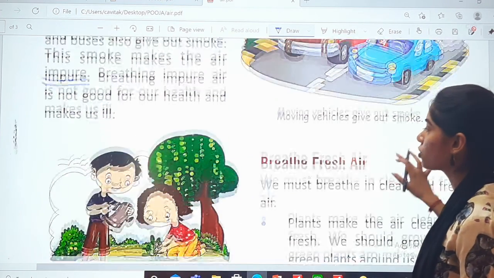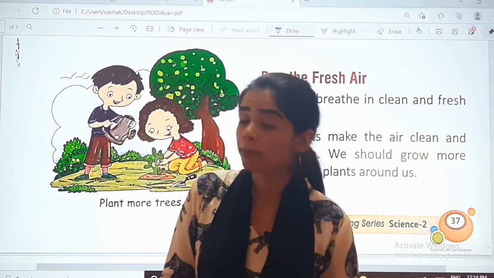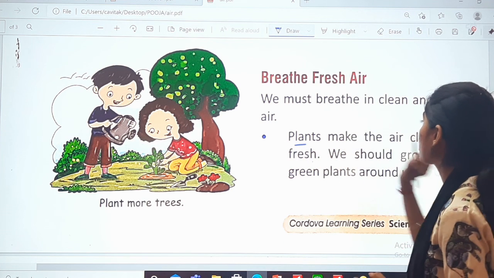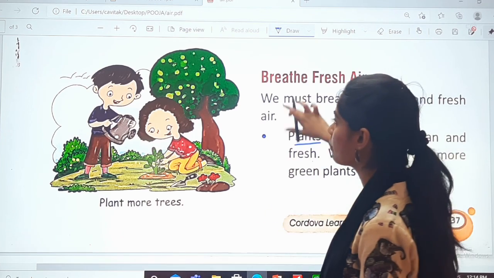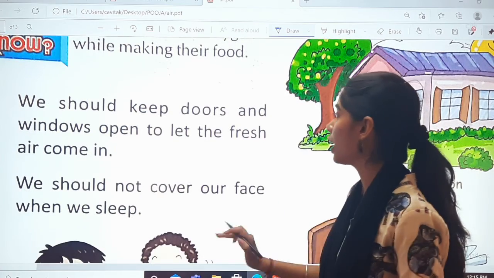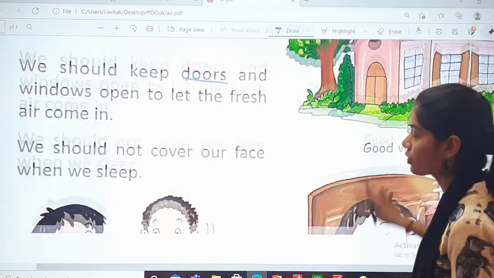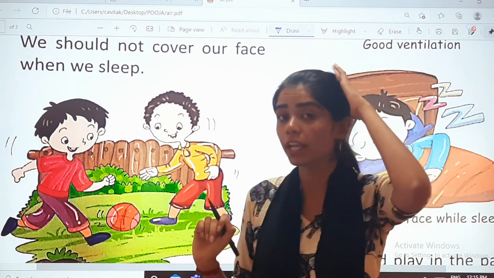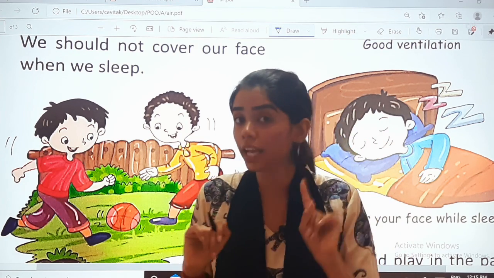So what should we do? We should breathe fresh air. अब अगर हमें fresh air चाहिए, what do we have to do? We have to plant more trees. We should grow more and more green plants around us. Then we should keep the doors and windows open so that fresh air comes. We should never cover our face and sleep. हम जब सोते हैं हमें पूरा फेस कवर नहीं करना चाहिए.